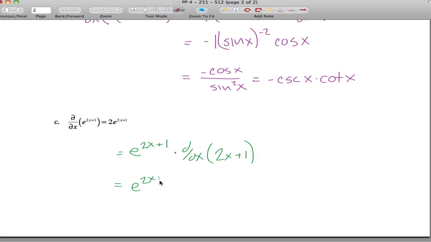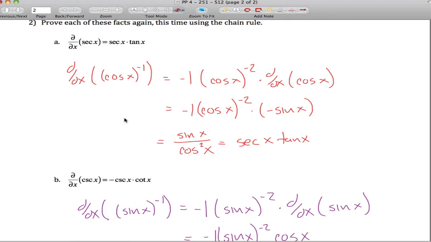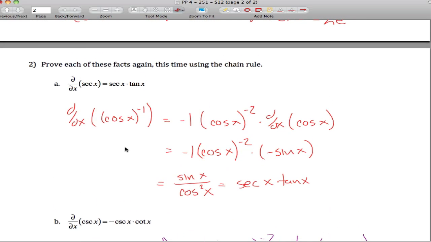So what I get is e to the 2x plus 1 times 2, which we can write as 2e to the 2x plus 1, which is the same thing we got in number 1. So good that we got all the right answers. We got them in 2 different ways. So I guess that's the end of this perfect problem.